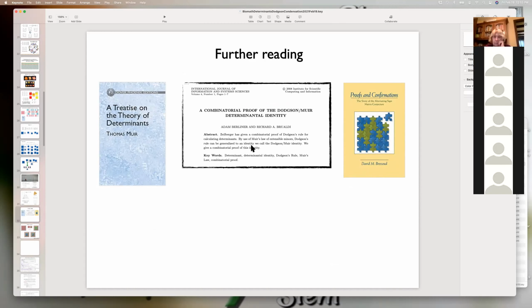And then if you want a more mathematical understanding of why this Dodgson's condensation method works, I think that this paper is the most accessible one that I found so far.